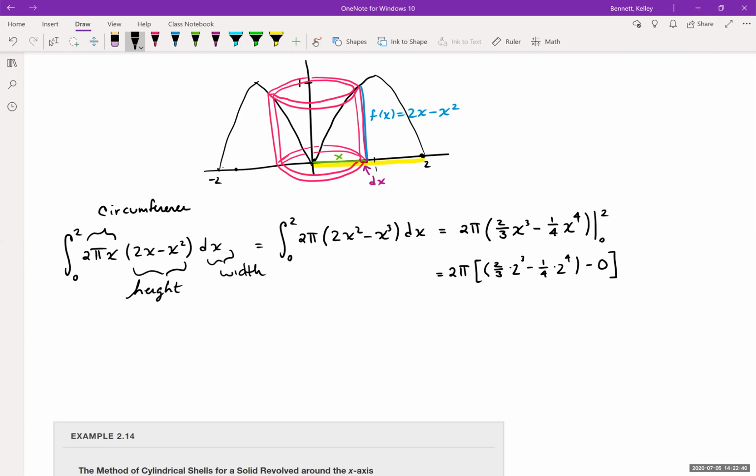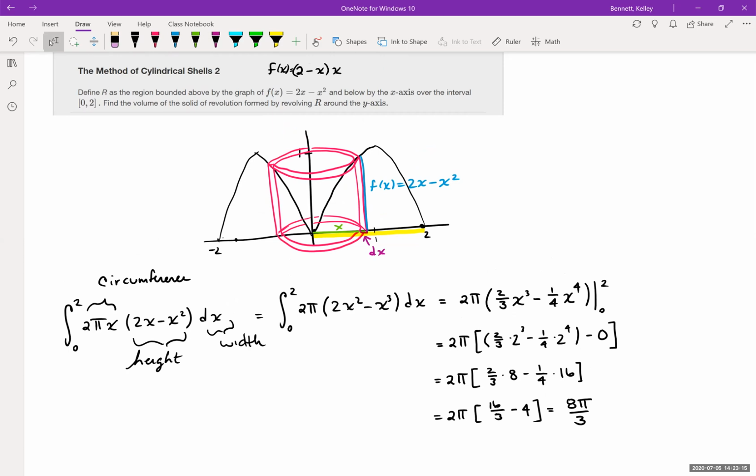Okay, so if we simplify this a little bit, we're going to get 2/3 times 8 minus 1/4 times 16. So 2 pi times 16/3 minus 4. That would leave me with 4/3 and then times 2 pi. So this will give me 8 pi over 3. And that is the volume of the solid generated by rotating f of x around the y-axis.